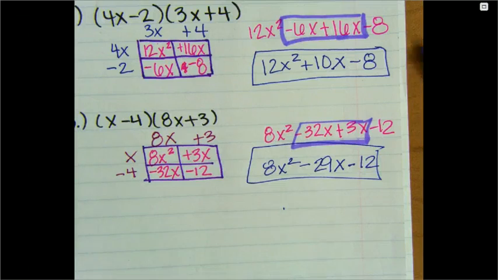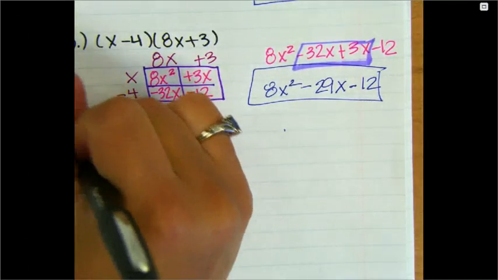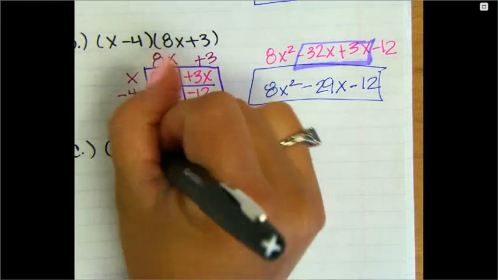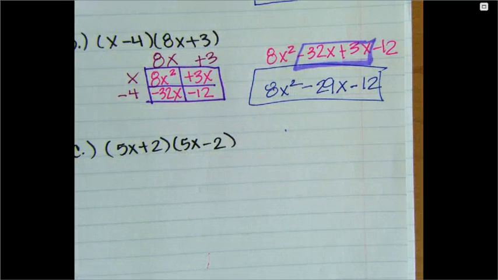Let's do it again. Fun things will happen. 5x and positive 2 and 5x and negative 2. So 5x plus 2 and 5x minus 2.